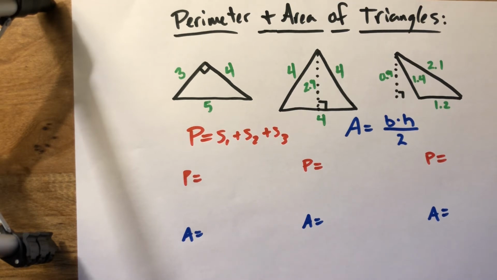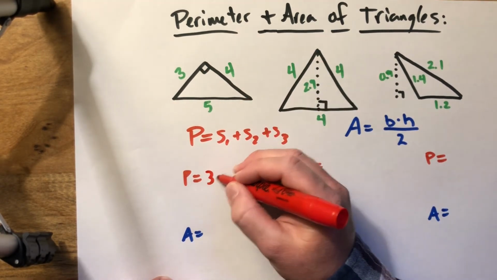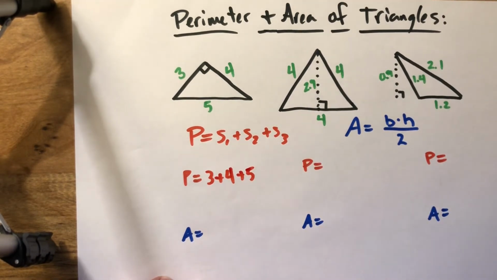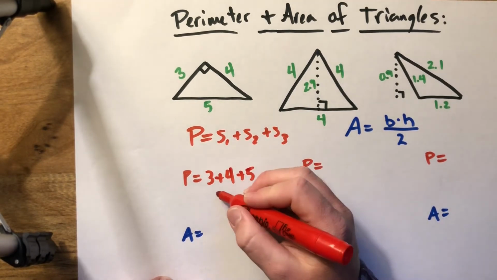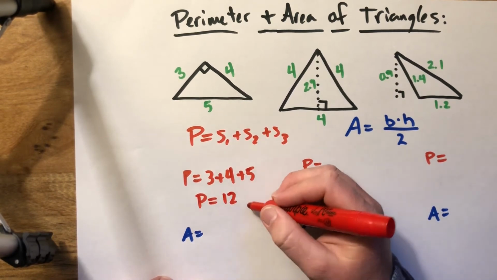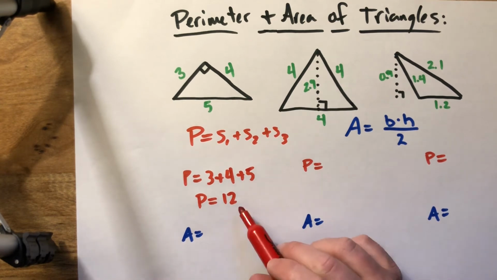Let's figure out first the perimeter and area of this triangle. We have the right scalene triangle, 3, 4, 5. To find the perimeter, we're just going to add the 3 plus the 4 plus the 5. 3 plus 4 is 7, plus 5 more is 12. So perimeter equals 12. I didn't put labels on these because I didn't really have time, but we'd say 12 units.